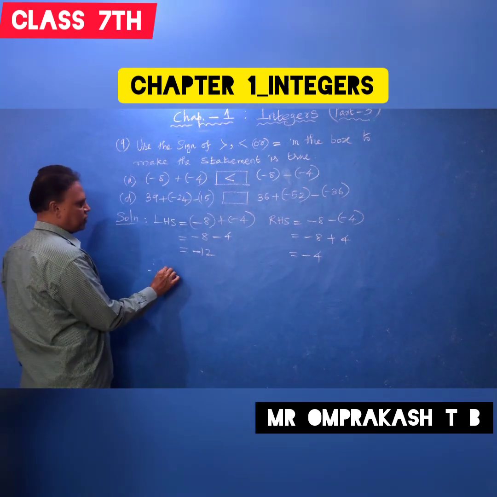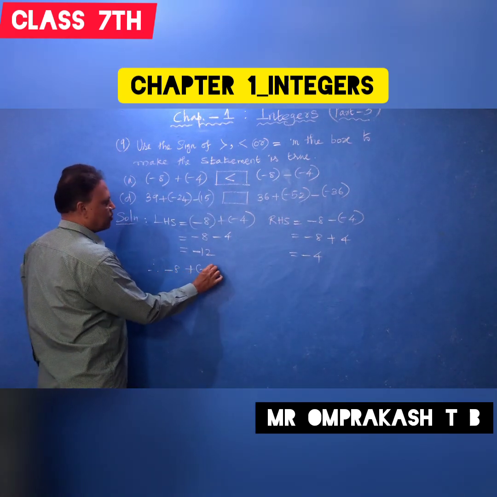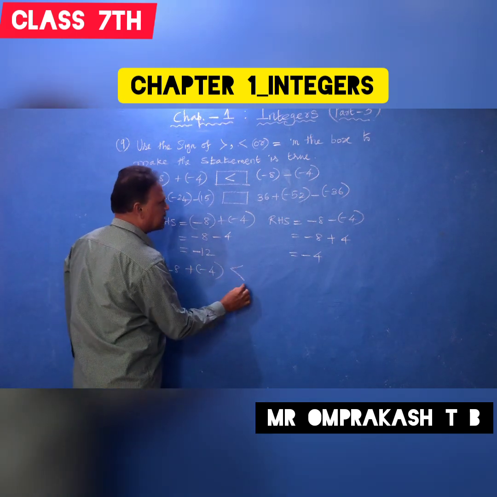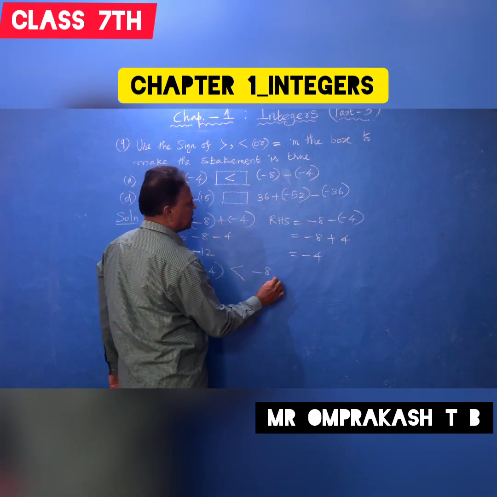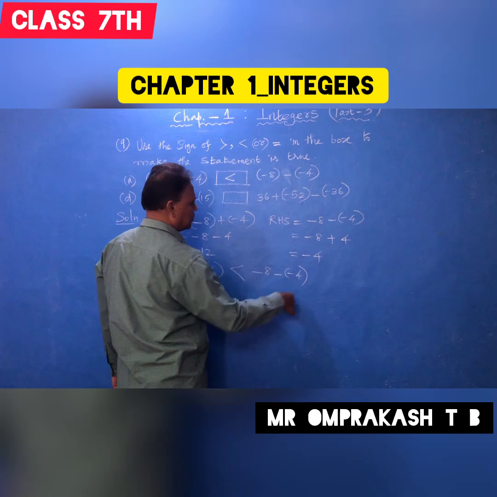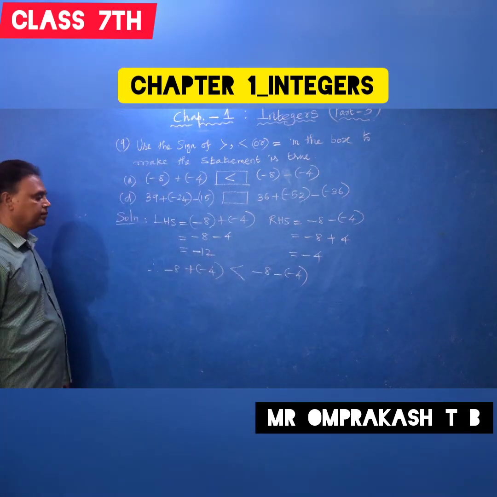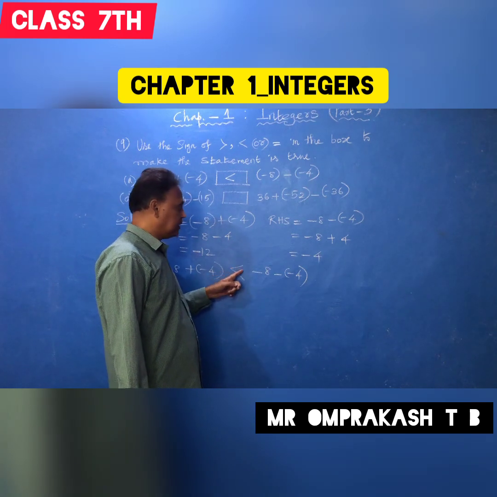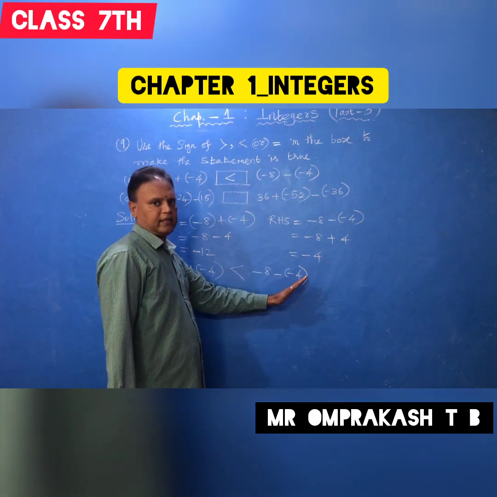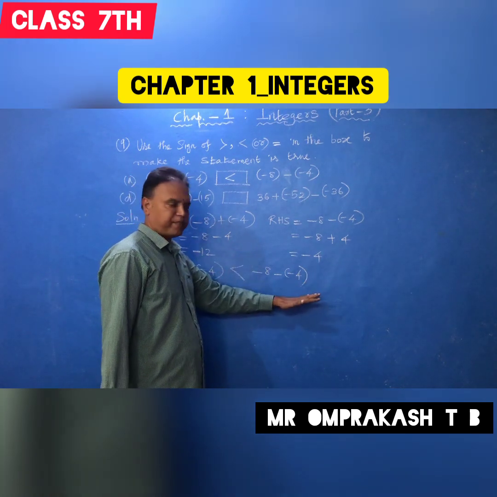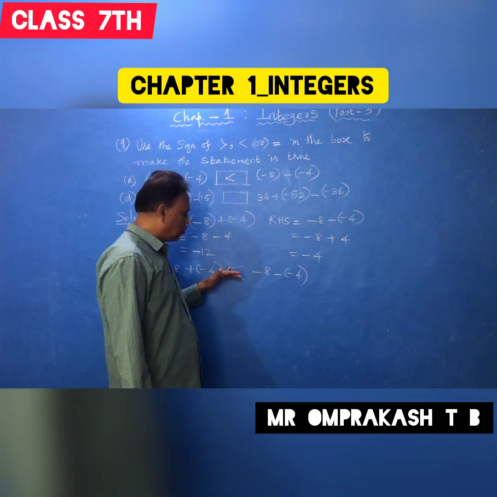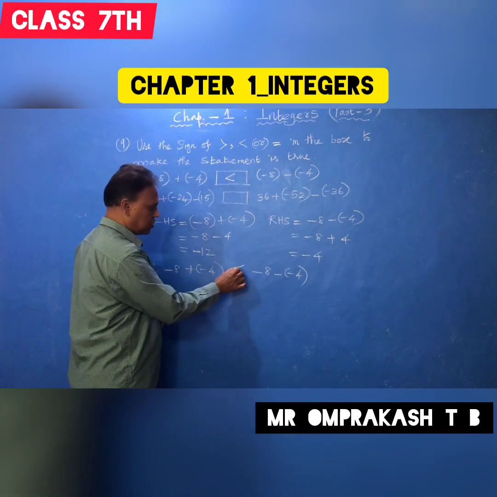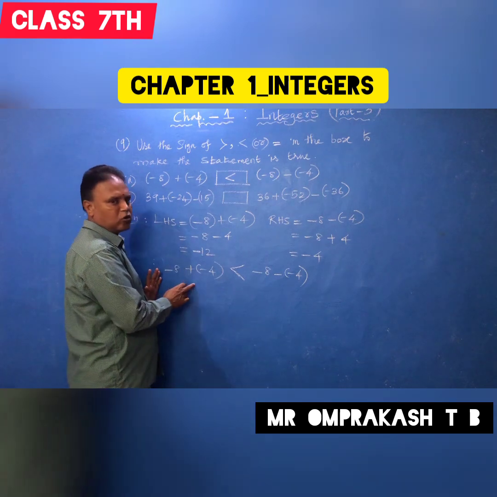Therefore you write the final answer: minus 8 plus of minus 4 is less than minus 8 minus of minus 4. Okay. That's all. Which side is open there? That is the big one. Clear? Where it is open, you have to write the big number. Here it is closed, so on this side you write the closed number.